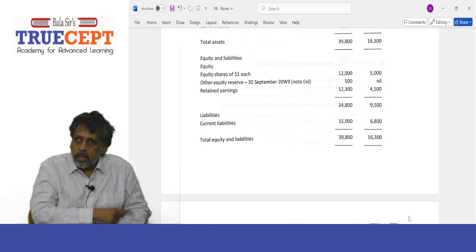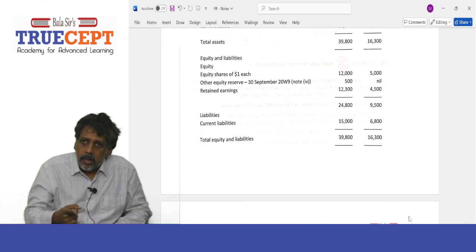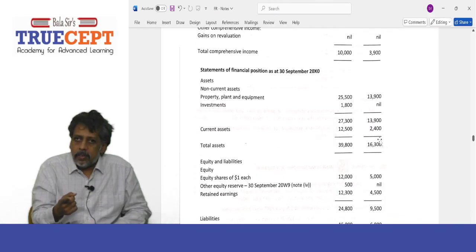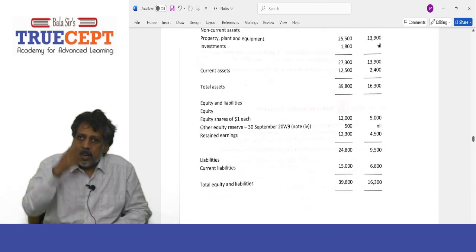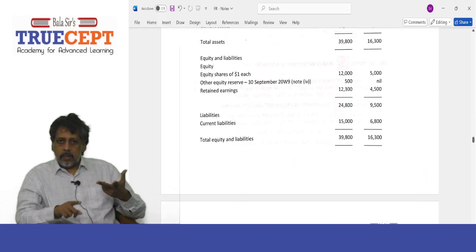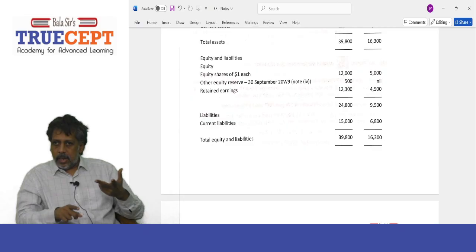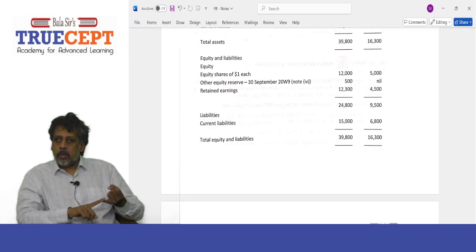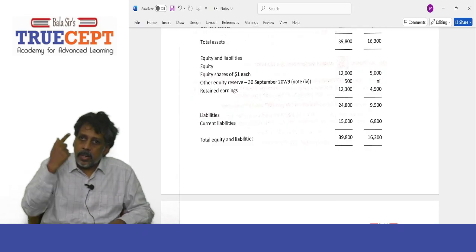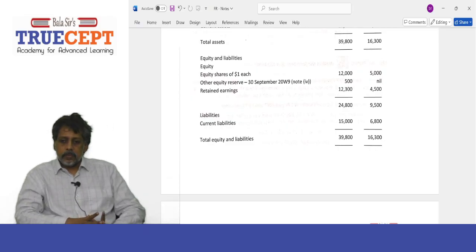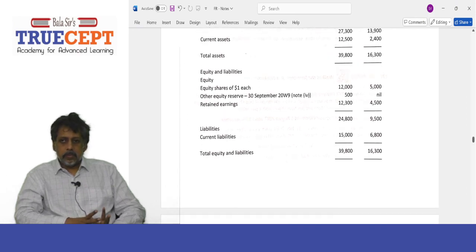Of this, I can say, referring to the P&L, $3,900 will be the profit made in the current year. That means there is a balance of $600 that would have been there as on 30th September 20x9, or 1st October 20x9. That is the opening balance of retained earnings. Have this in mind. Next. Liabilities, current liabilities 15,000 and 6,800. So total 39,800 and 16,300.